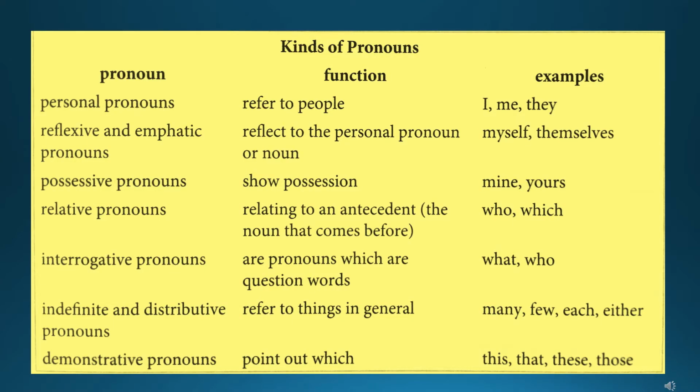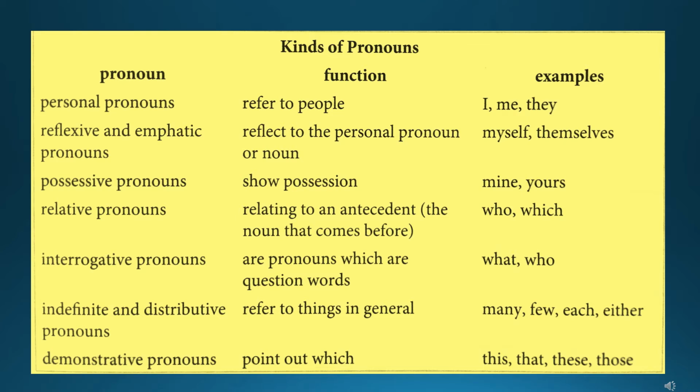We use personal pronouns to refer to people. Example, I, me, they. Reflexive and emphatic pronouns reflect to the personal pronoun or noun. Example, myself, themselves. Possessive pronouns show possession. Example, mine, yours. Relative pronouns relate to an antecedent, meaning the noun that comes before. Examples, who, which.